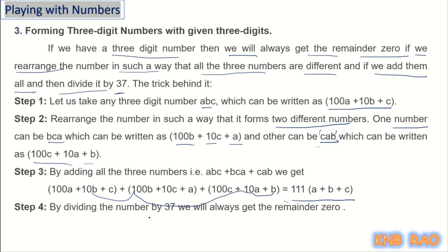Now by dividing the number by 37, we always get remainder 0. Why? Because if you divide 111 by 37, you will get 3. This 37, 3 times, gives you 111. Remember, 111 has factors 3 and 37, so the number must be divisible by 37. Okay, we will try with some example.